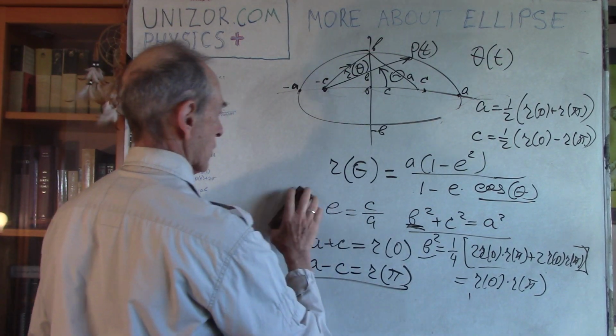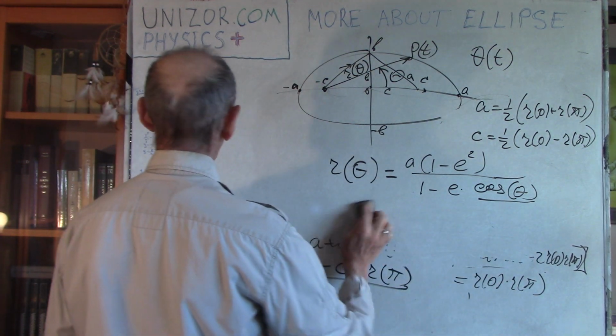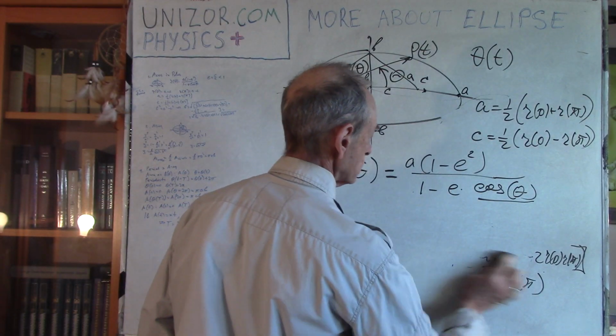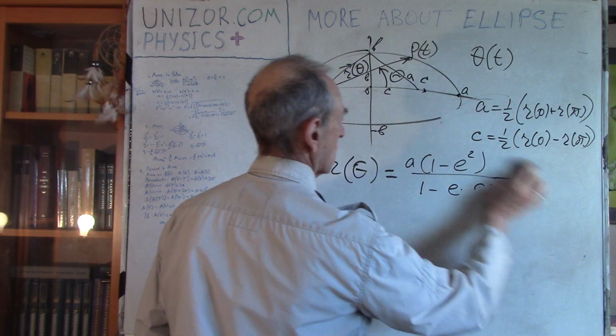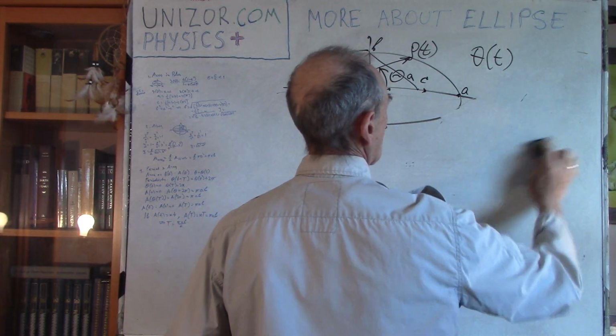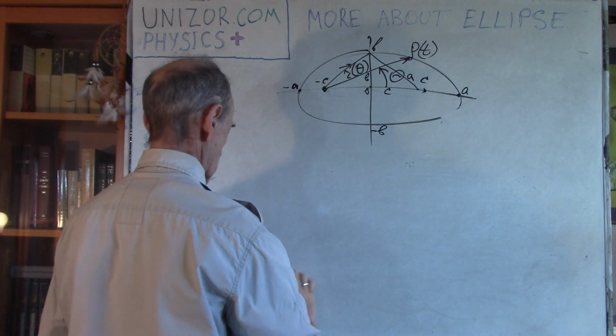That was my first problem, and that's how we solved it. Okay. Next problem. Next problem is area. Okay. Let's talk about area of ellipse.